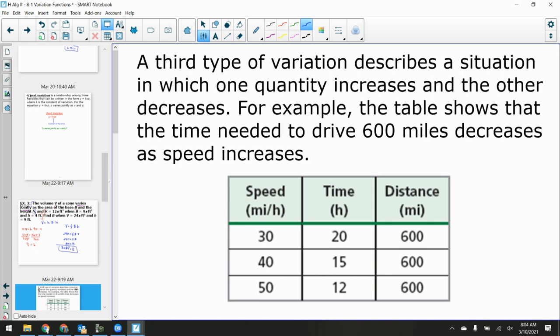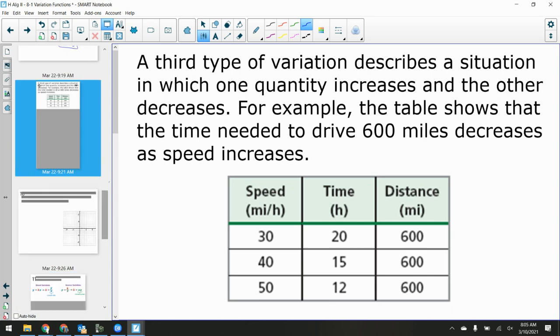For example, the table shows the time needed to drive 600 miles decreases as speed increases. Think about it. If I know I'm going to have my 600 miles set, I've got to take a trip 600 miles. It would make sense to us that if I increase my speed, what's going to do to the time it takes to get there? It will decrease. As I increase my speed, my total time that it's going to take to get there will decrease. That is something that is an inverse variation. When I increase some value, the other value will decrease. This is what's known as an inverse variation.